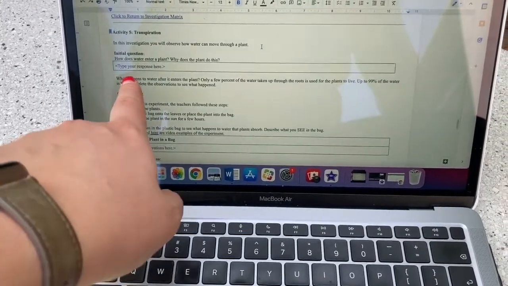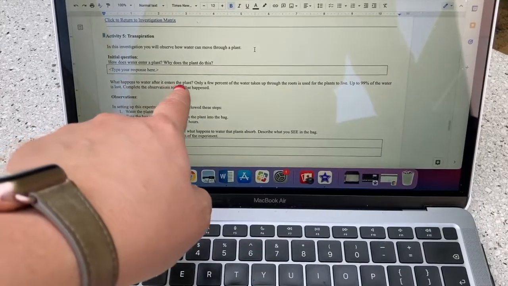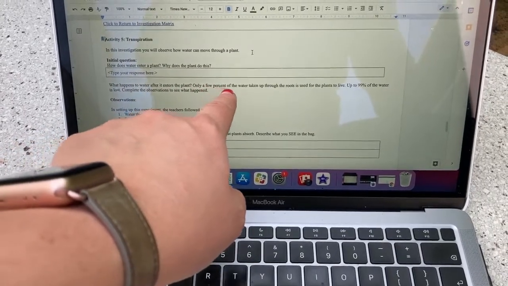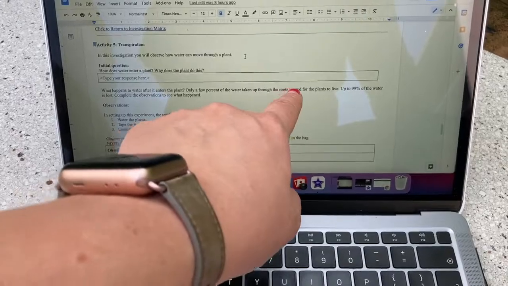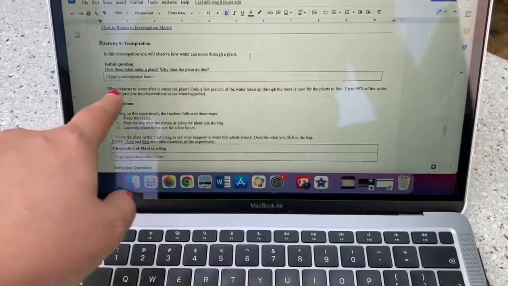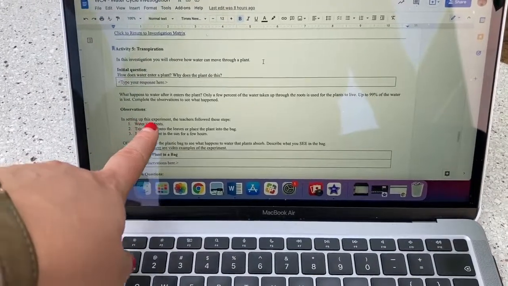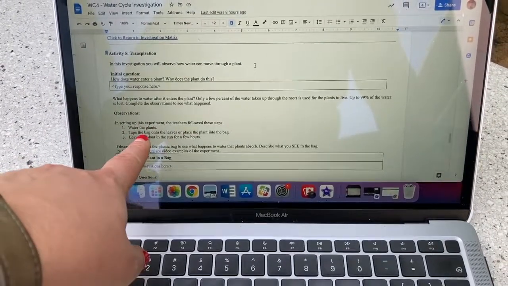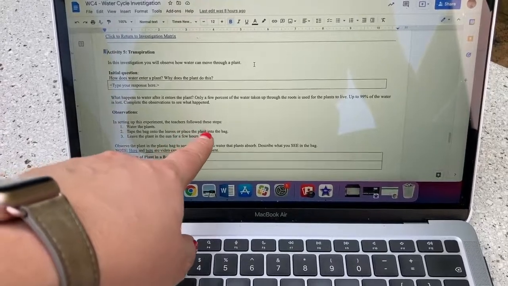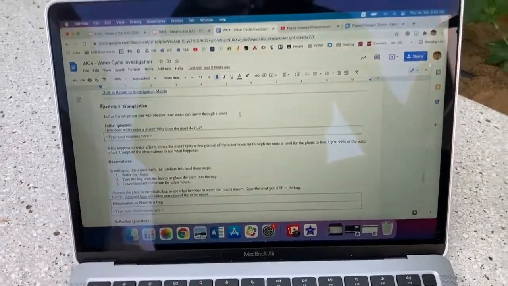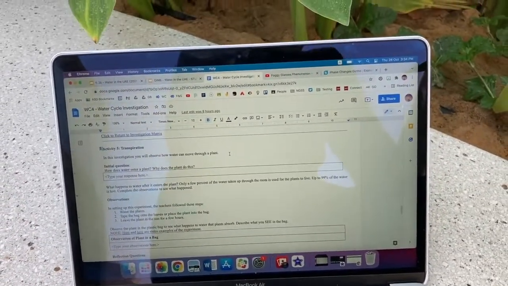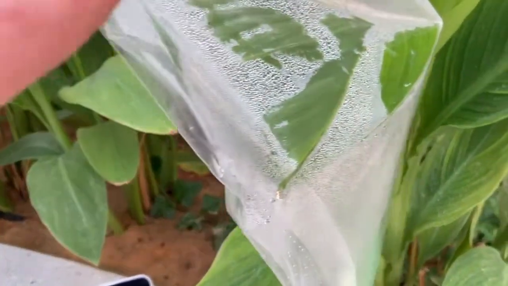Okay, and then what you want to think about is what happens to water after it enters the plant. Only a few percent of the water taken up through the roots is used for plants to live. Up to 99% of the water is lost. Complete the observations to see what happened. So in setting up the experiment, here's what I did. I watered the plants and I taped the bags onto the leaves or placed the plant in the bag, and I left the plant in the sun for a few hours. In fact, this year it's all just plants that are outside. So here is one of them.